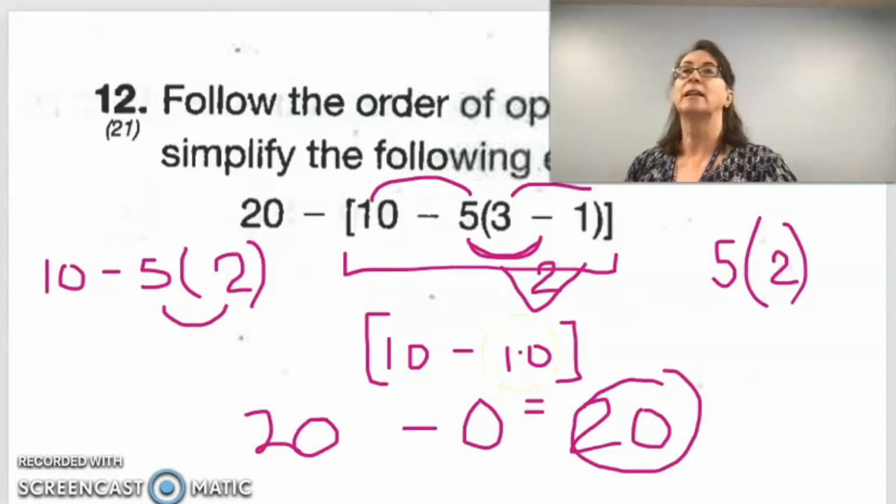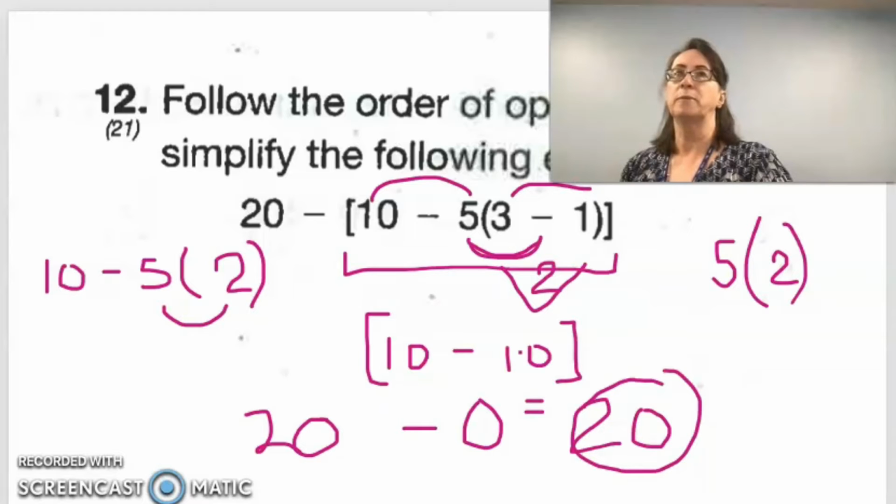But you can also do this. You can bring down the 2, take the 2 out of parentheses, and then multiply 5 times 2. Instead of using the parentheses, you can bring it down and put the dot representing the multiplication. They mean the same thing.